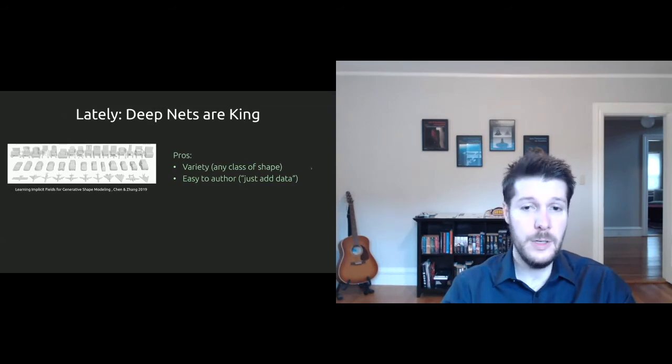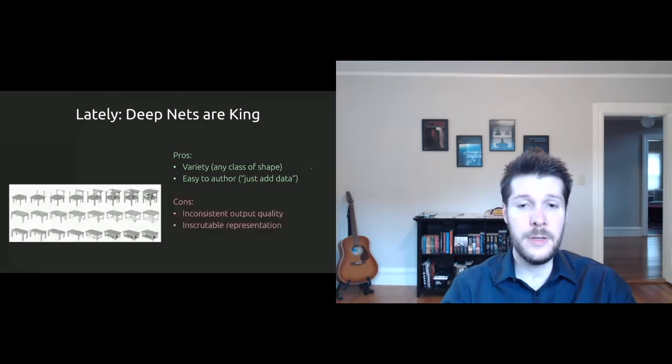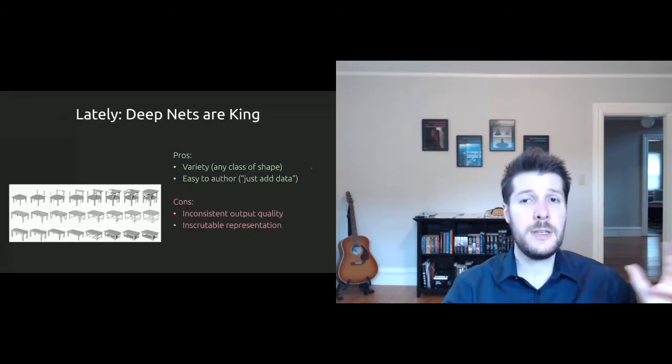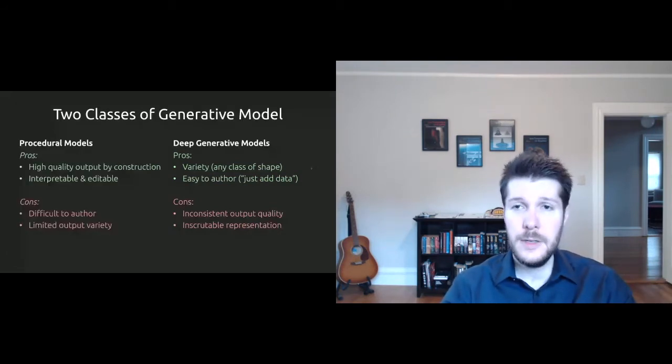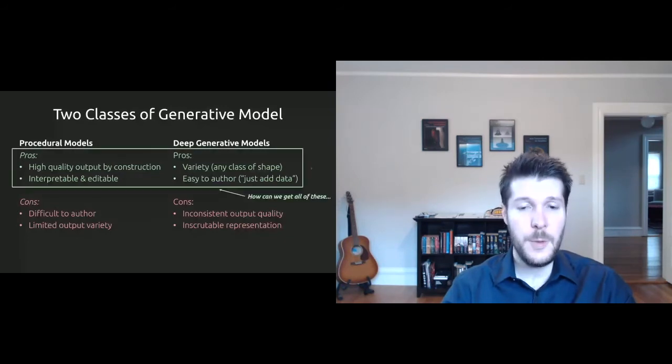And of course, the other thing is that the representations that these networks learn are totally inscrutable. We don't really know what the neurons represent, and the only way we can really interrogate them is by poking around in their latent space. And so if we look at these two classes of generative model, the goal, I would argue, is to figure out how can we get all of these benefits of both classes of model without any of these drawbacks.